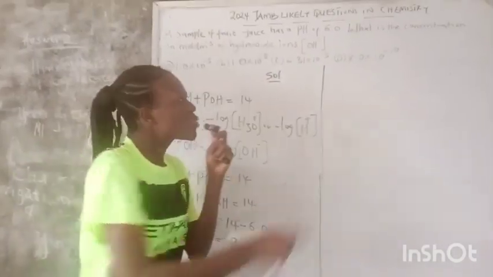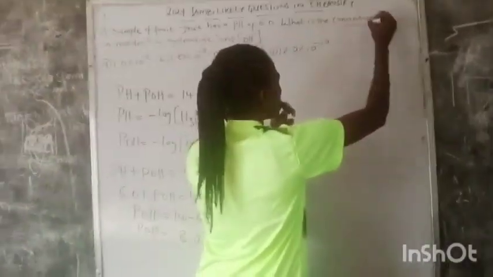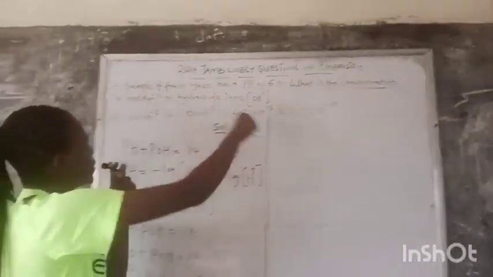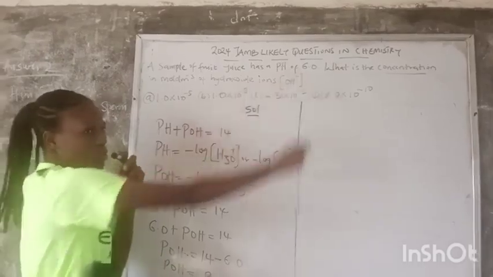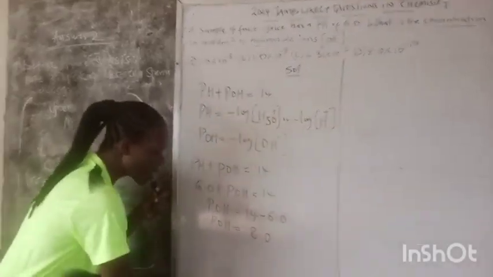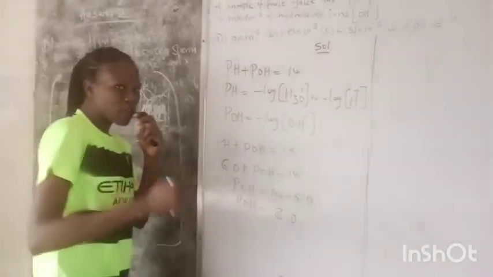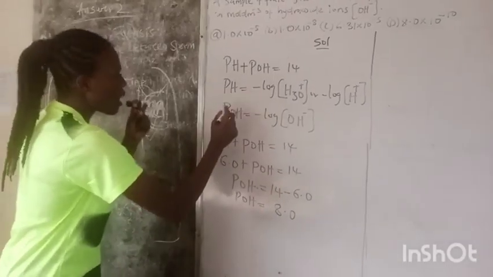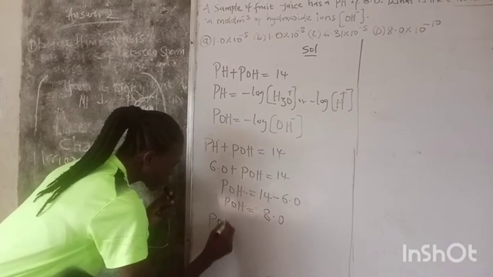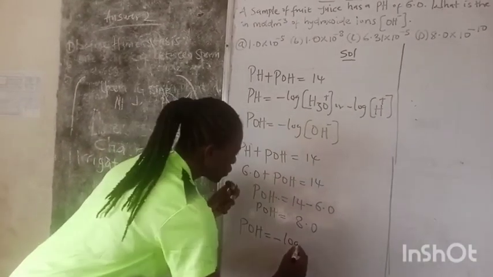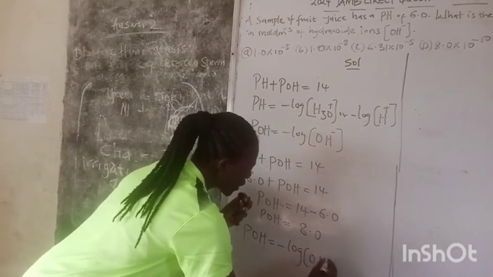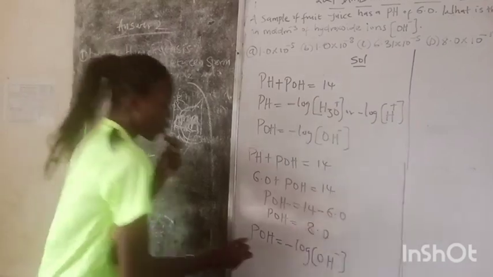The question asks: what is the concentration in mole per dm cube of hydroxide ion? That is this hydroxide ion. We've gotten our pOH, right? Now to solve further, we say pOH is equal to minus log OH.